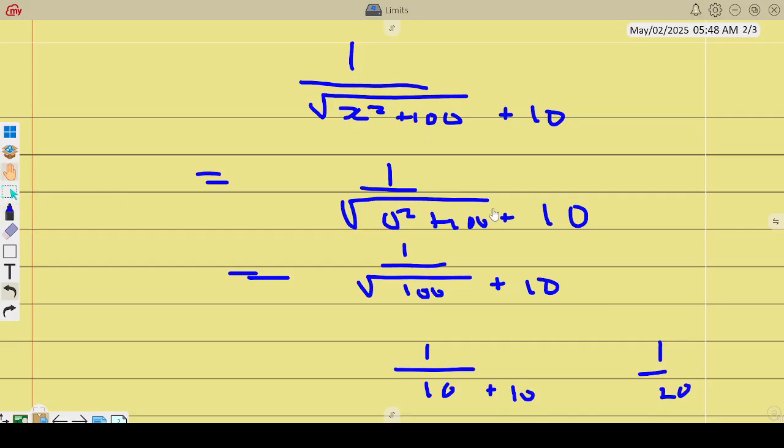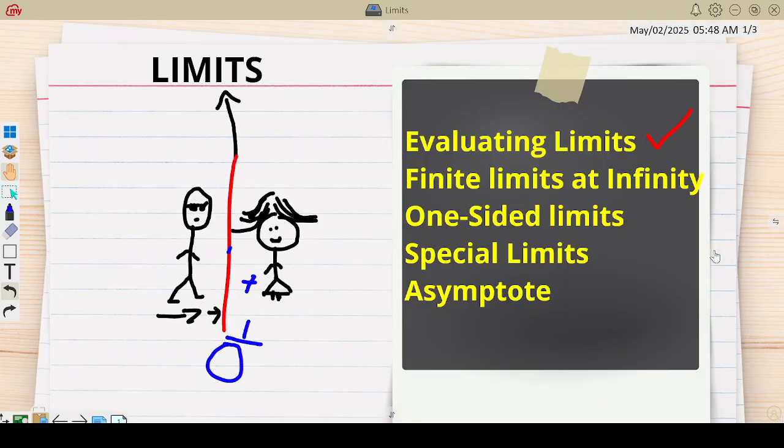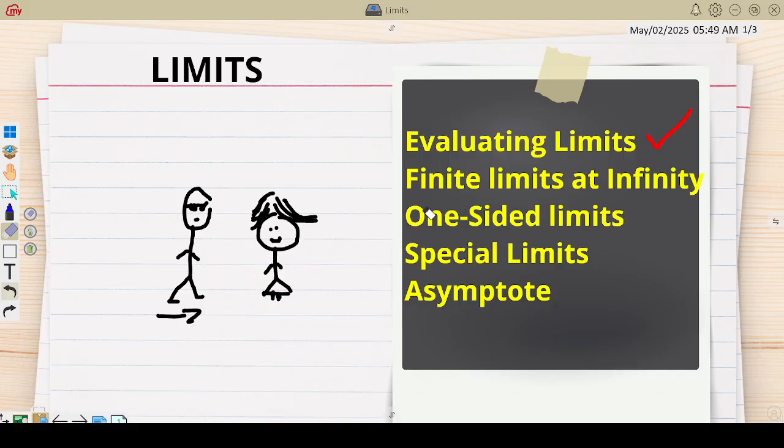Yeah, so this is how you work it out. Such questions, you would expect them to come as multiple choice. Like you are told, when you evaluate the limit, what are you going to get? Is it 1 over 10, 1 over 20? They even put some negatives. So now, at this point, I will have evaluated the limits. And this is where the lesson, which started on Google Meet, ended. We're just quickly going through the evaluation of limits.